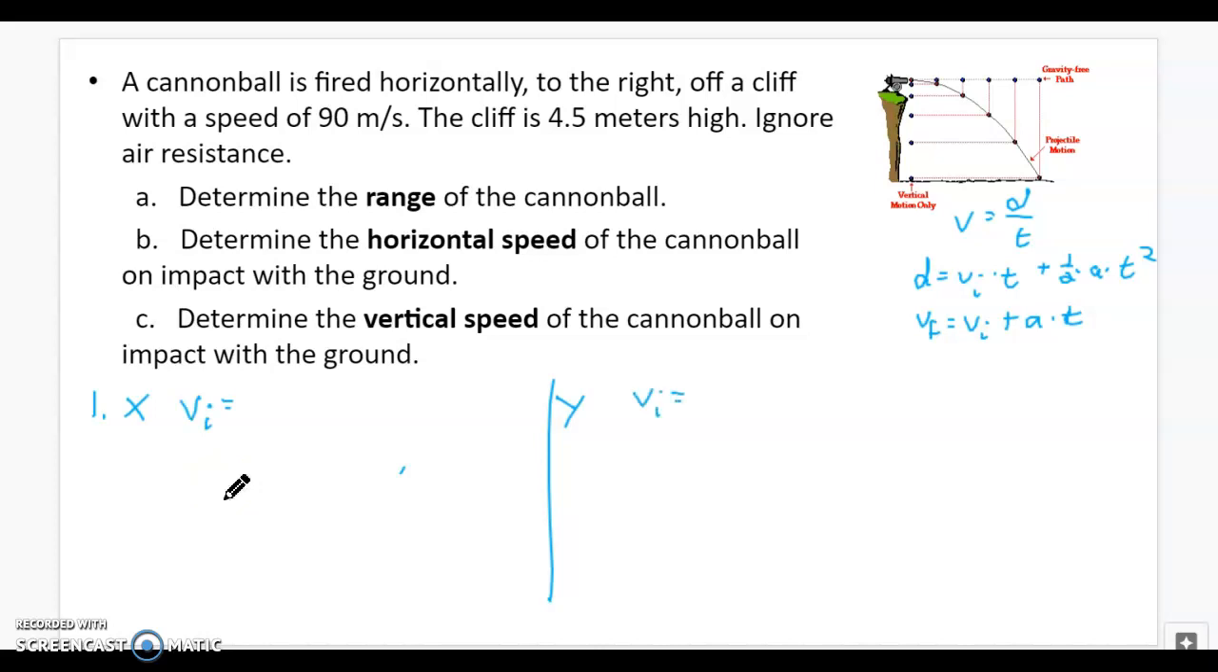Step 2, we list out the initial speeds in each direction. So the X, it's horizontal. We imagine it's going along this horizontal path, gravity's turned off, and it starts at 90 meters per second horizontally. So its initial speed is 90 meters per second. But vertically, it's not going up or down at an angle, so its initial speed is 0 meters per second. That's step 2.